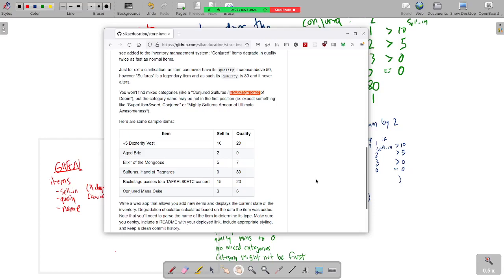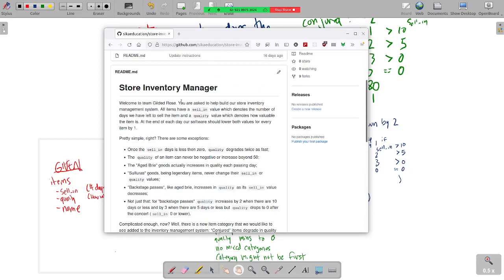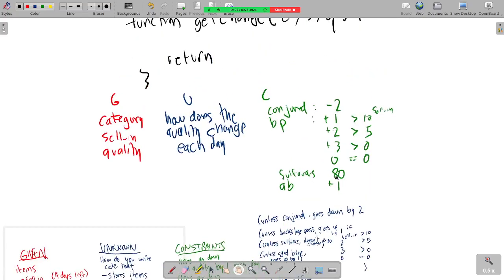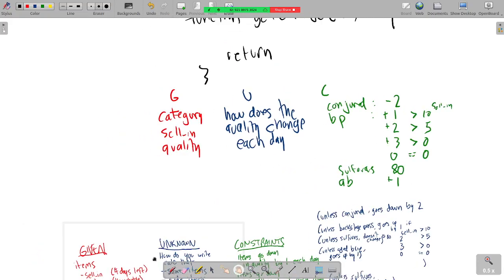Oh, I was going to say that that's super representative of real programming too. You get something like this that you're trying to do, and you go, wow, that's an awful lot of things. What smaller problems can I find in here? How can I calculate how the quality changes over time? How can I figure out what the category is from a string? And all of those are small problems. And when we add together all of our small problems, we get the big solution.